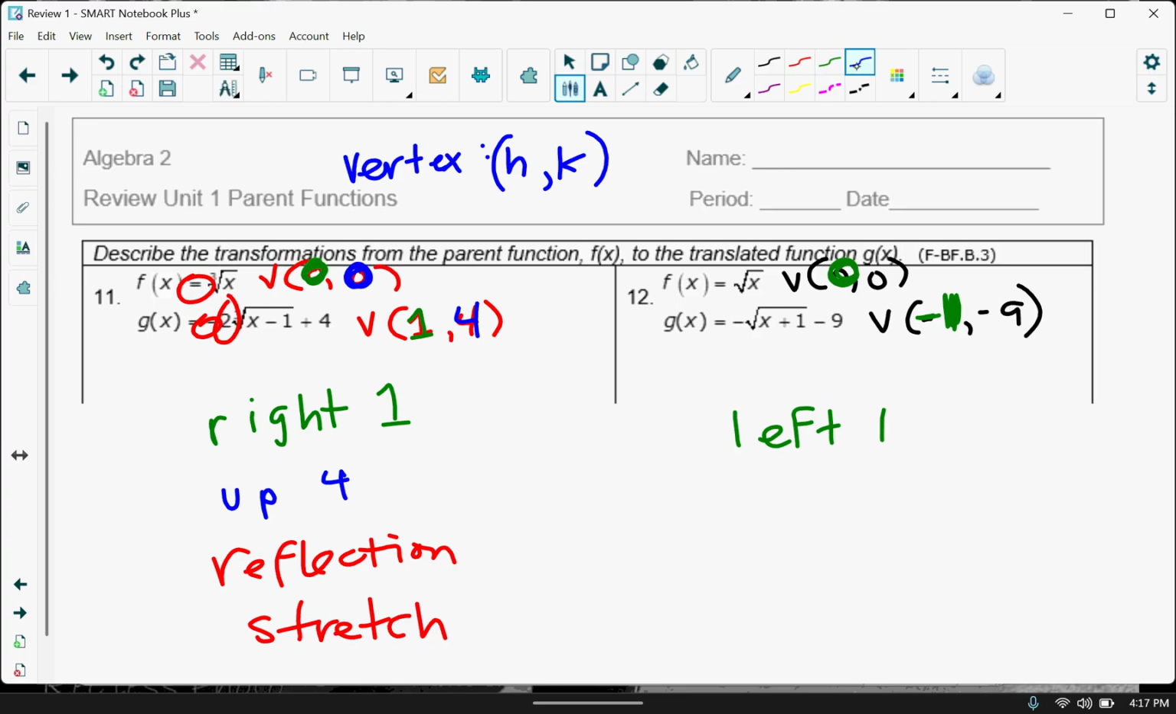And if I look at the y's and compare each y, I have a 0 where I start from and a -9 where I end at. So on the y-axis, if I start at 0 and I go to -9, that's going to be down 9.